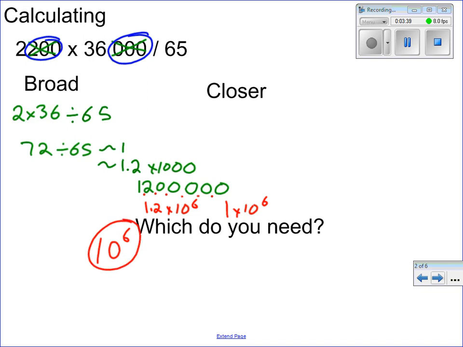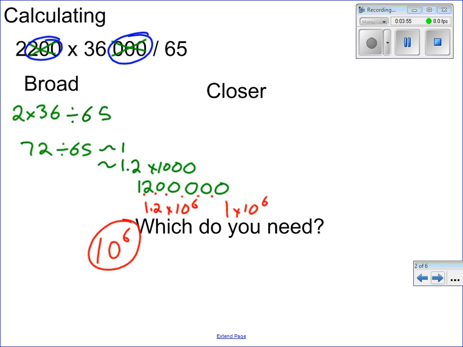So that's the first one. That's if you want to do a really broad, quick calculation. 2 times 36, 72 divided by 65, which is really close to 72, so it's about 1. I went to the 1.2 just for the fun, but we're talking 10 to the power of 6.